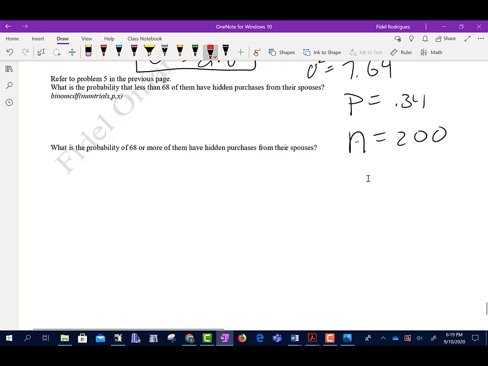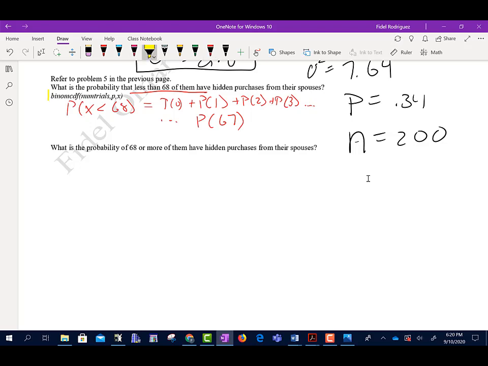And we're now trying to find the probability that less than 68 of them. Think of what that would mean. I would have to take the probability that none of them do, plus the probability that one of them does, plus the probability that two of them do, plus the probability that three of them do. And I would have to keep going all the way until I got to 67, because I want less than 68 of them. So guys, I would have to use that formula a whole bunch of times.